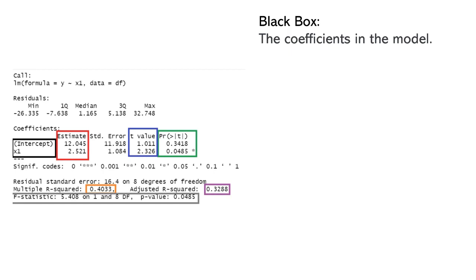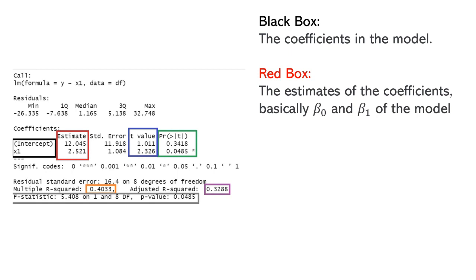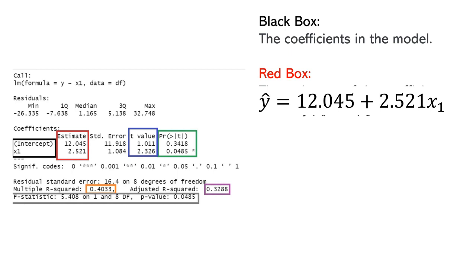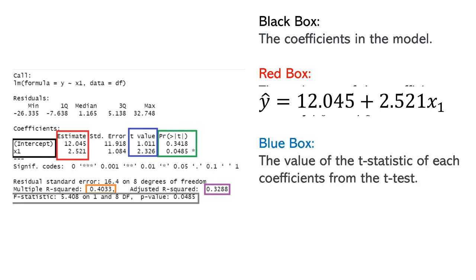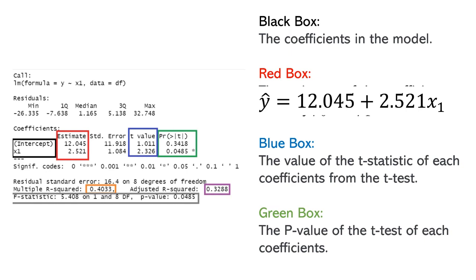Next, the red box shows the estimates of the coefficients. Basically, the value of the estimated beta 0 and beta 1 of the model. Therefore, our estimated model will look like this. The blue box shows the value of the t-statistics of each coefficient from the t-test. Next, the green box shows the p-value of the t-test of each coefficient. It's easier to interpret the results of the test with the p-value rather than the t-statistics itself.